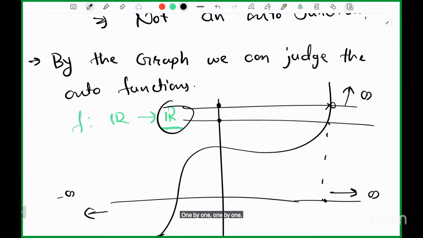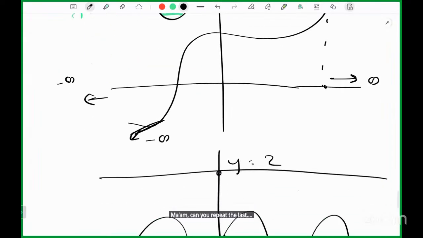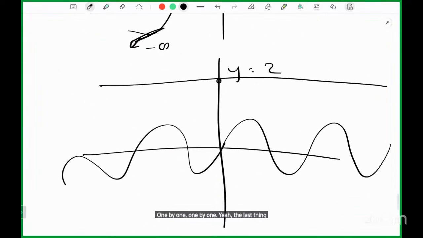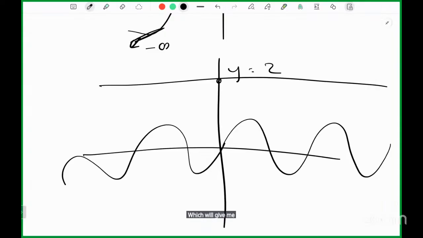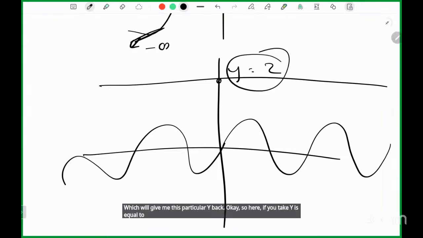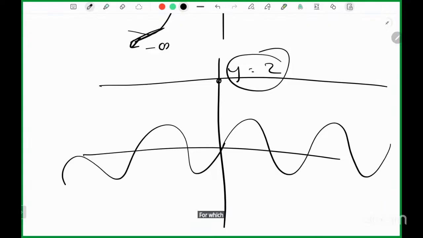Ma'am, can you repeat the last thing? Yeah, the last thing I was saying is that the main concept of onto means for any y in the codomain, you should be able to figure out what is your x in the domain which will give me this particular y back. So here if you take y equal to 2, then this line is not intersecting the graph. That means there is no x for which f of x can become 2. So this thing you have to figure out.